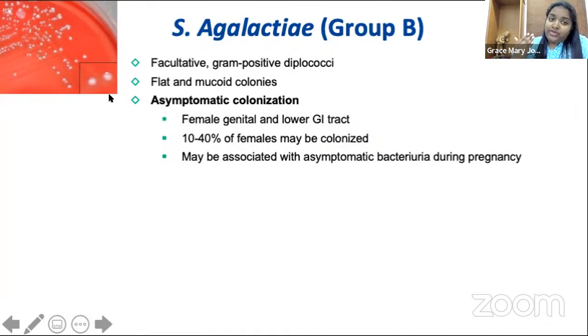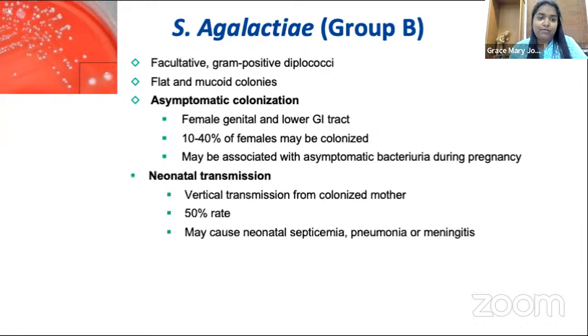Now, this organism is present in the female genital area and in the lower GI tract towards the rectum. But it is an asymptomatic colonization. It is just there, not causing any problem. Up to 40% of females are actually colonized with this organism. The problem is during pregnancy, when the mother is in labor, there will be a skin break, and due to the skin break, this can cause various kinds of infections, both to the mother and to the baby.